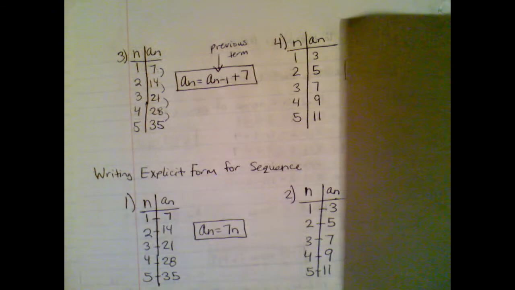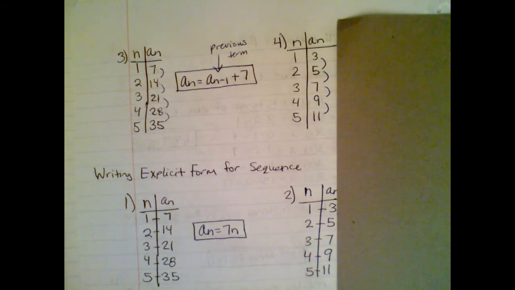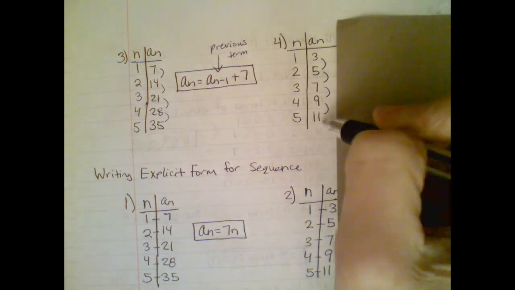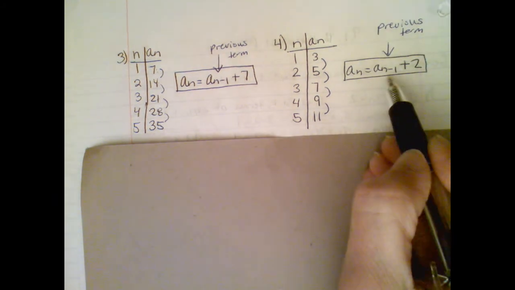Alrighty, this next one, I'm looking at my up and down first to see if I can find a pattern. And for this one, it looks like I'm adding 2 each time. So I'm taking my previous term plus 2. So it'd be a_n equals a_(n-1), my previous term, plus 2. So if we can just remember that the previous term, how we're going to write that is just a_(n-1), and that n minus 1 is lowered, then they will always be included in our recursive formulas.